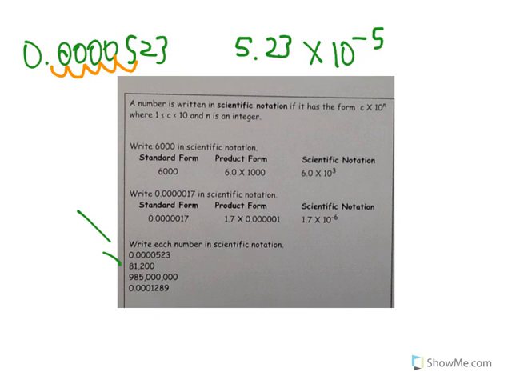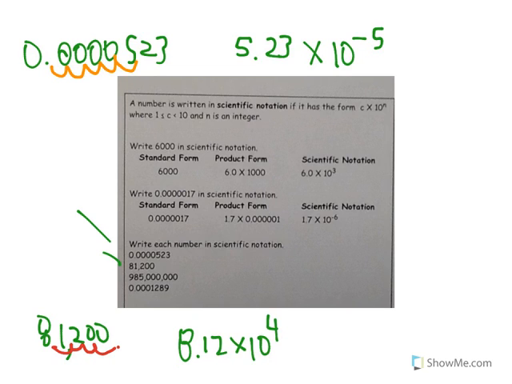For this one here, it's going to be 81,200. I've got my decimal point there, I just don't see it. So I go 1, 2, 3, 4 spaces over. So it's now going to be 8.12 times 10 to the 4th. If you want to do the 10 to the 4th part first, that's fine because you're moving it over. And if you don't want to forget that, that's fine.